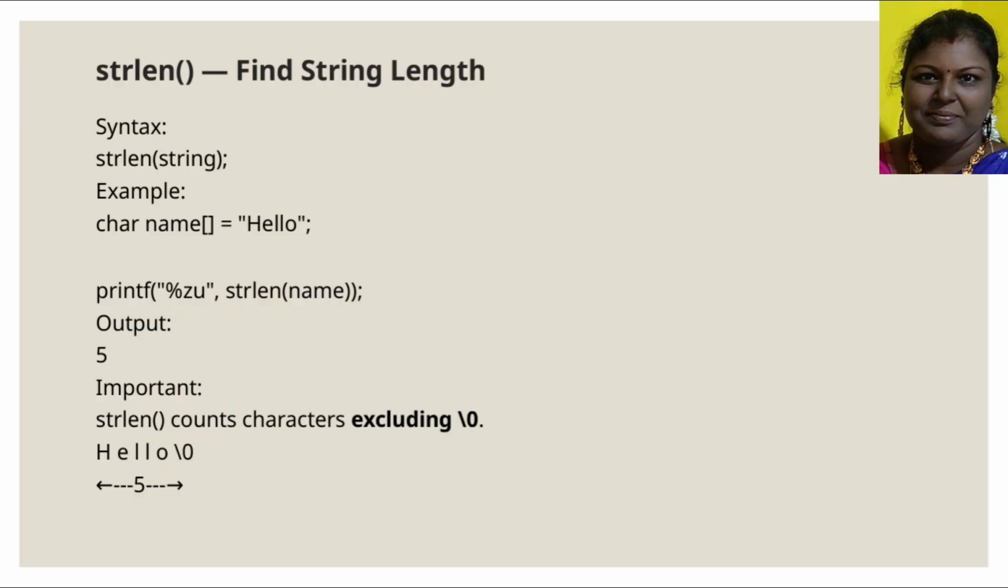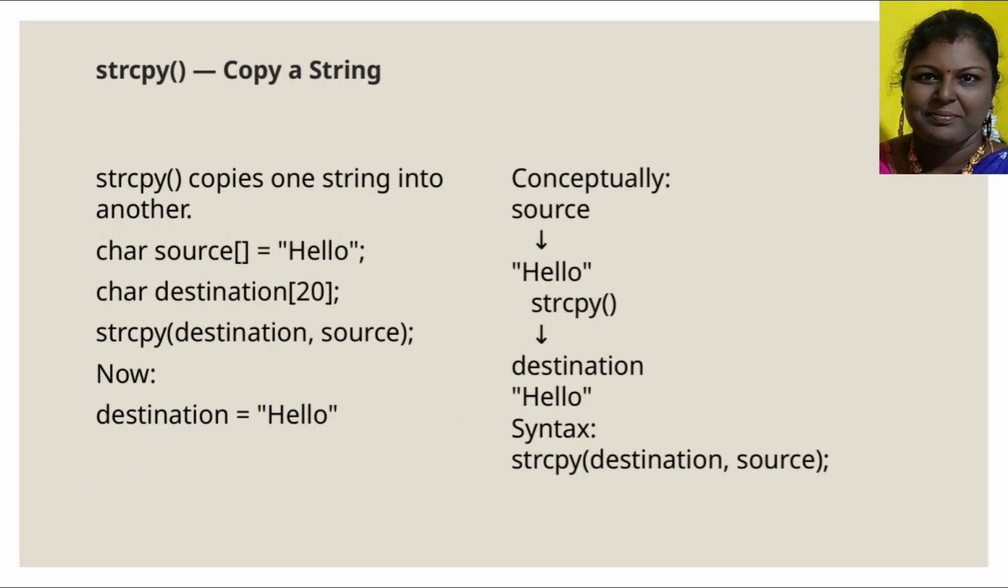Let's break down how strcpy works conceptually and in code. Imagine you have a source string like hello. When you use strcpy, it copies that exact string into a destination. The syntax is straightforward. strcpy takes the destination first, then the source. So if source holds hello and destination is an empty array, strcpy fills destination with hello. It's a simple but powerful way to copy strings in C.